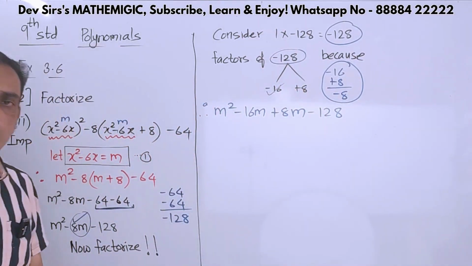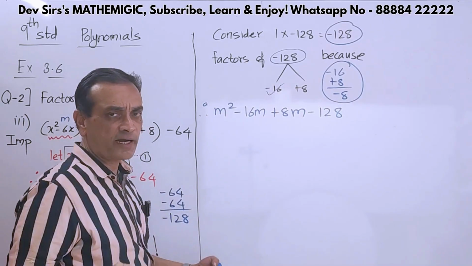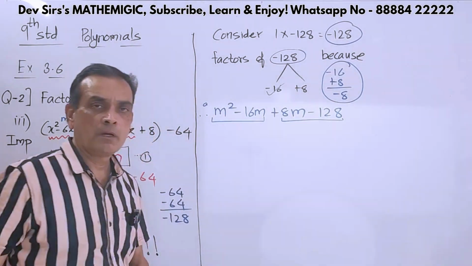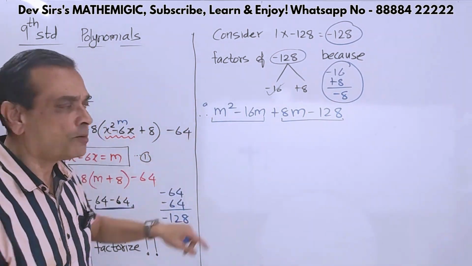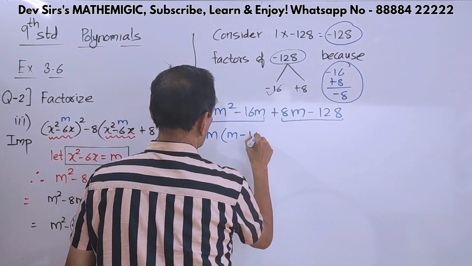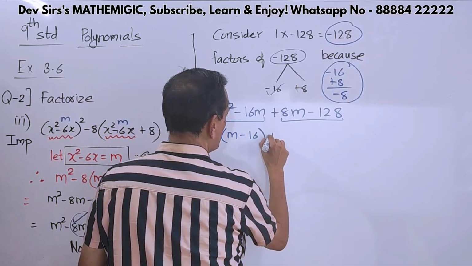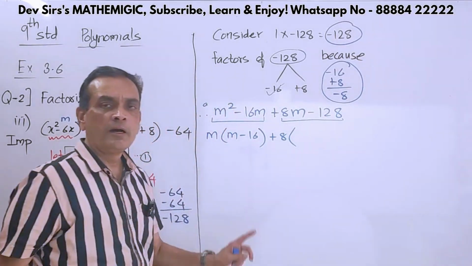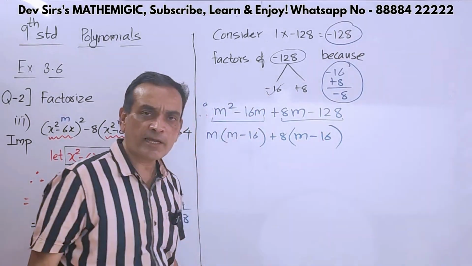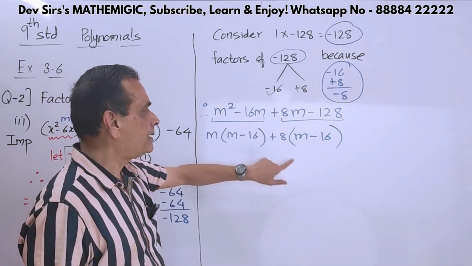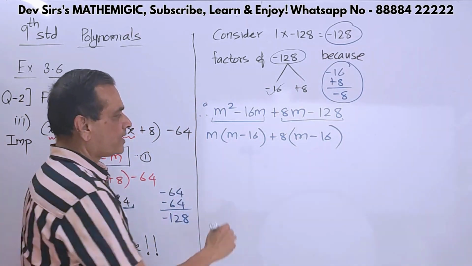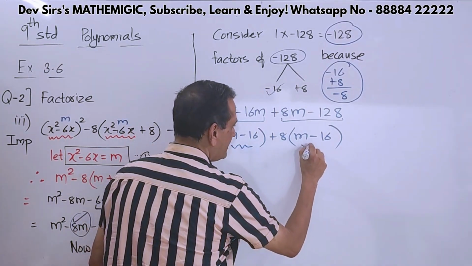Followed? Now after you get this, yesterday we saw, select the first two terms, last two terms. In the first two terms only m is common. Along with the sign, 8 is common. Repeat the bracket. After repeating the bracket, check. 8 into m is 8m. 8 into minus 16 we have just seen, minus 128. So, this bracket is repeated.